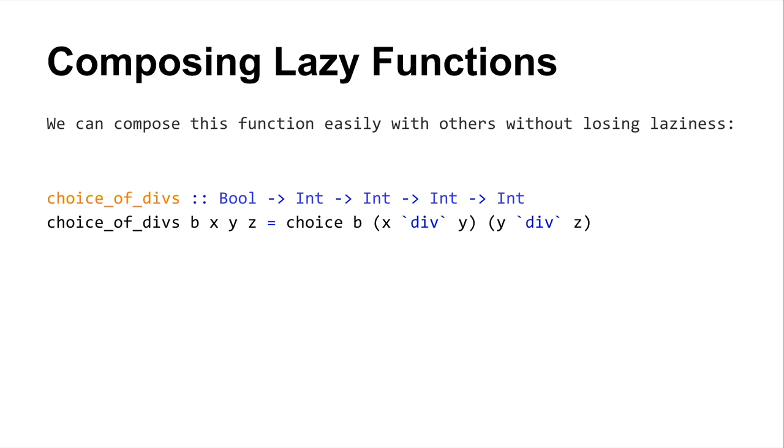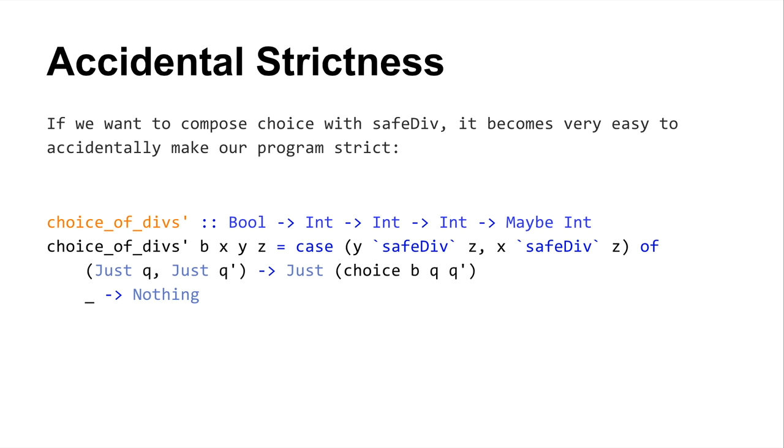So what do we do in a world in which we write safe div instead of using our unsafe div? As I showed you here, choice composes easily with div. X div y is going to give you an expression of type integer. Y div z is going to give you an expression of type integer. So we do bar applied to true 10 10. We get back 1. 5 div 0 is never actually evaluated. No big deal. Though we write safe div.